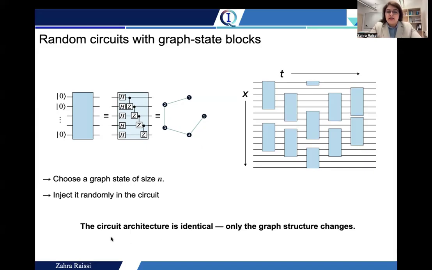The circuit architecture is identical. However, the graph structure changes. So when we compare different random circuits, the structures of the building blocks of the graph states are different from each other.